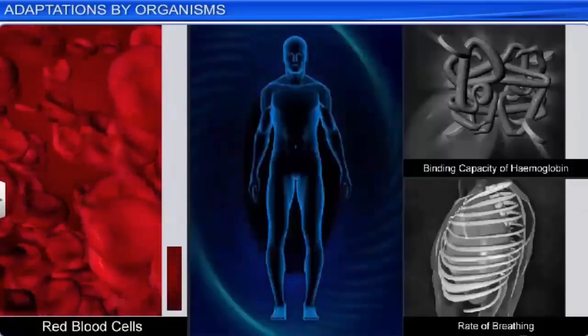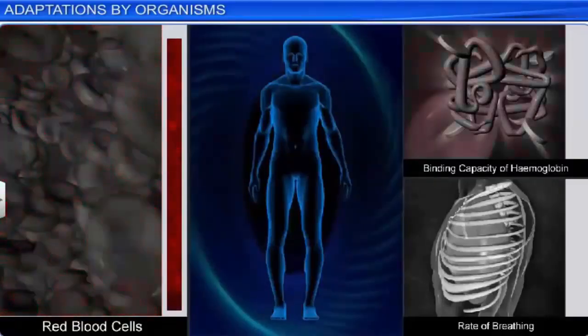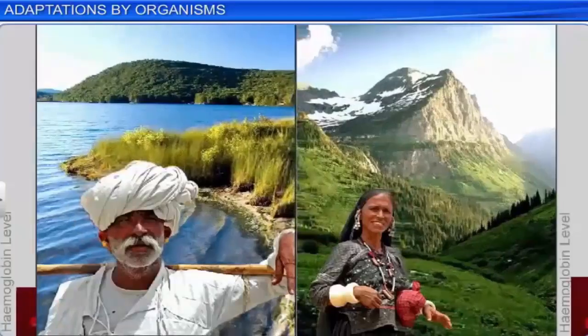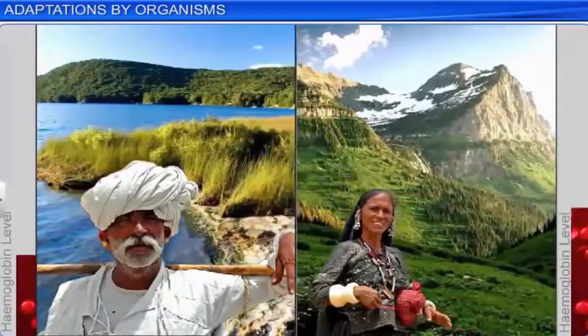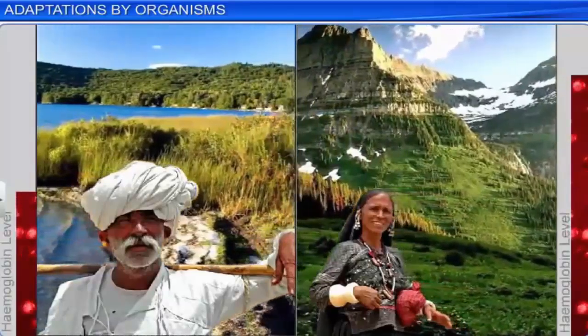This is because your body has increased the production of red blood cells, decreased the binding capacity of hemoglobin, and increased your rate of breathing to compensate for low levels of atmospheric oxygen. This also explains why tribes living in high altitudes have higher hemoglobin than those dwelling in the plains.